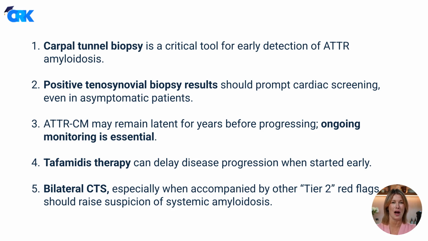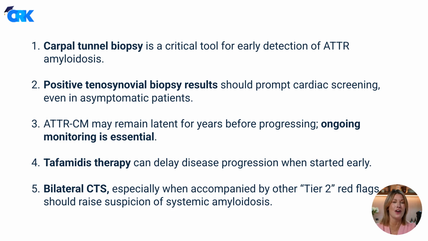Now, to wrap up this lesson, here are the key takeaways. 1. Carpal tunnel biopsy, especially of tenosynovial and ligament tissue, is a powerful tool for the early detection of transthyretin amyloidosis. 2. A positive biopsy result should always lead to cardiac evaluation, even in patients without symptoms. 3. Remember, ATTR-CM can remain silent for years before clinical heart failure appears. Early recognition is critical.